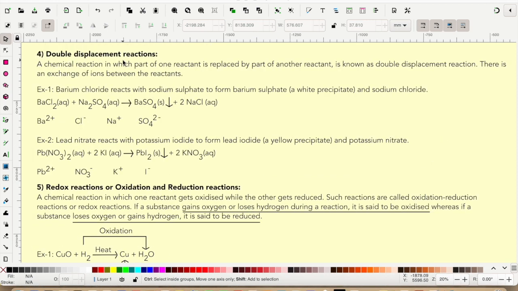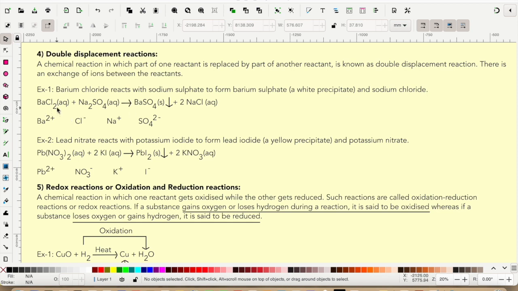Next is double displacement reactions. A chemical reaction in which part of one reactant is replaced by part of another reactant is known as a double displacement reaction. There is an exchange of ions between the reactants. Let us understand this with the help of these examples. Barium chloride reacts with sodium sulfate to form barium sulfate and sodium chloride.